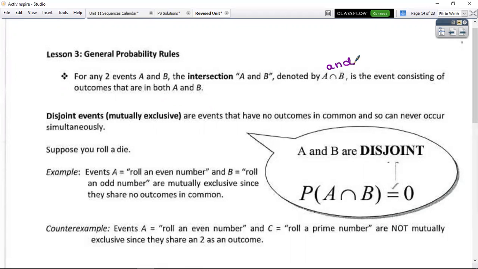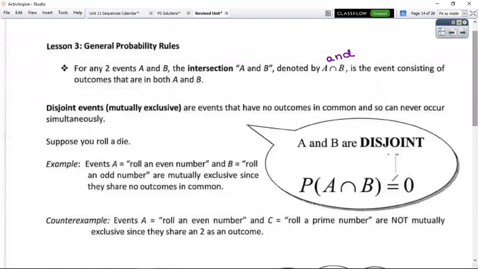We also have another notational symbol we use for probability, and that is what we call a union. See how the union has a U in it? So it just flips. And that stands for or. We use those notational symbols a lot with probability just to make things a little bit shorter to write out.